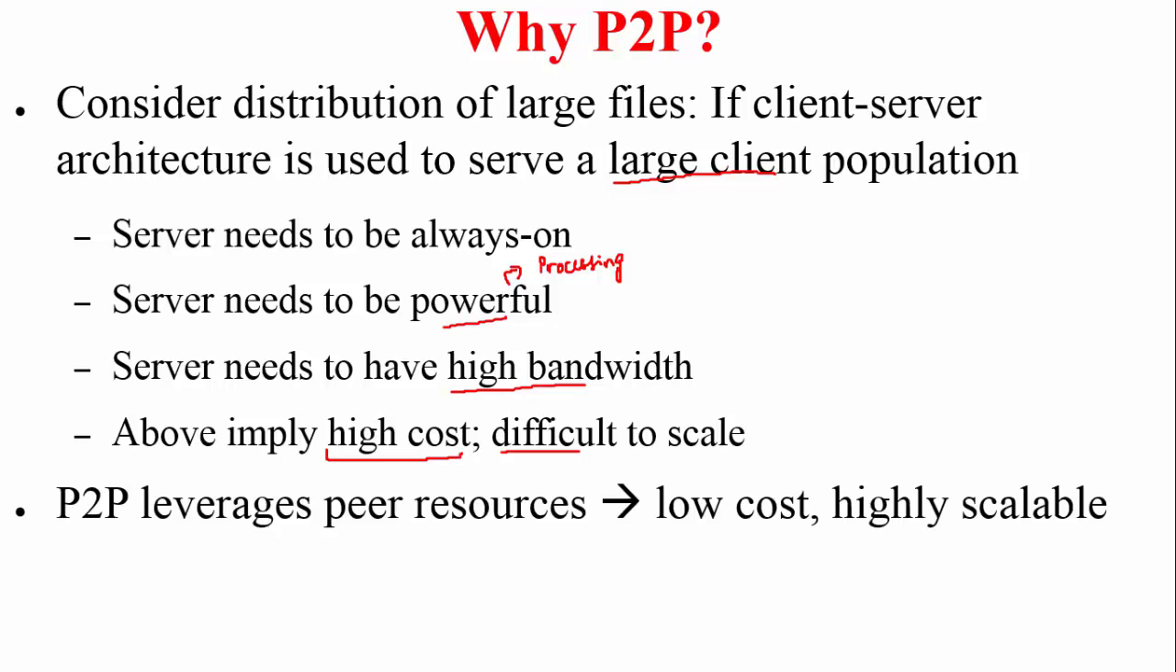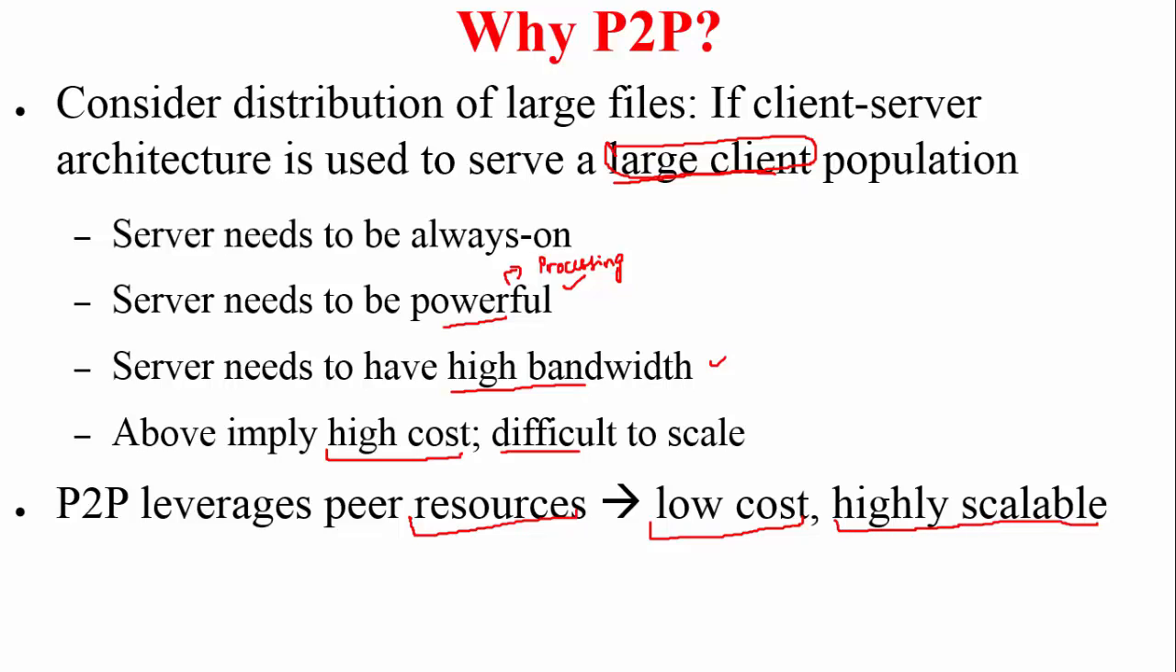Now, how does peer-to-peer help? Now you can leverage this very large client population. In other words, you can utilize all their resources, including their processing power, bandwidth, and so on, in order to achieve the required functionality, which in this case is distribution of large files. So your cost is going to come down significantly because you're not investing much. The clients are the ones that are contributing their resources. And this is a very important point, that peer-to-peer systems are highly scalable.